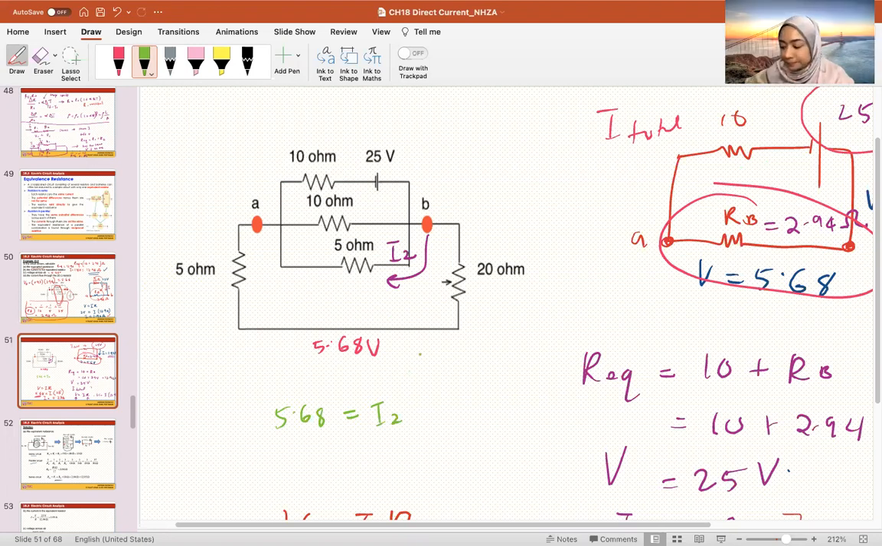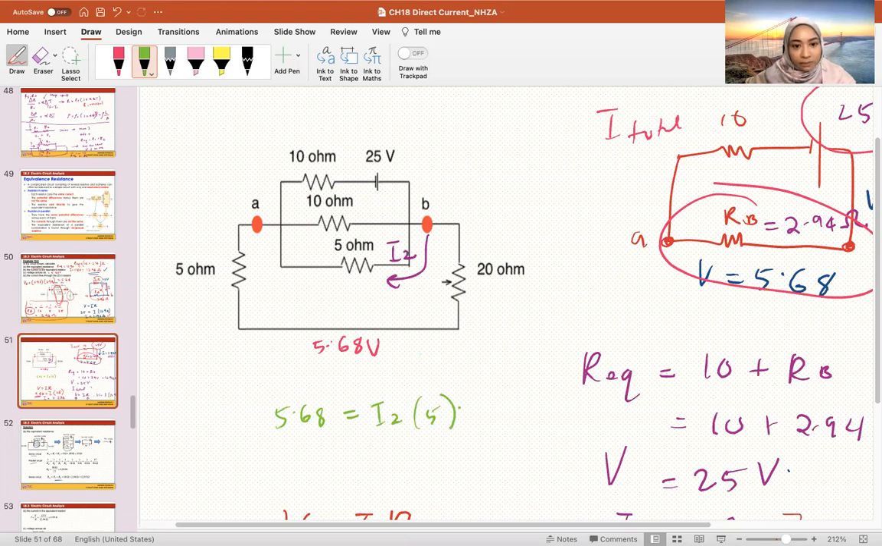Oh, Fairuz tengah cari. What's the R? Teka? 15 ke, 10 ke, 5 ke? 5. Okay, betul. Okay, so Fairuz teka 5.68 equals to I2 times 5.